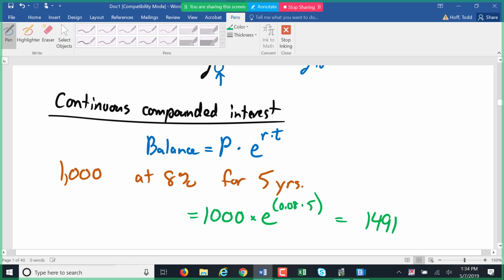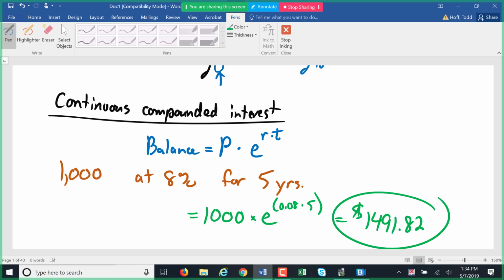$1,491.82. Now, I don't expect you at this point to necessarily know the keystrokes on your calculator to calculate that out, but you can see that's a pretty handy calculation.